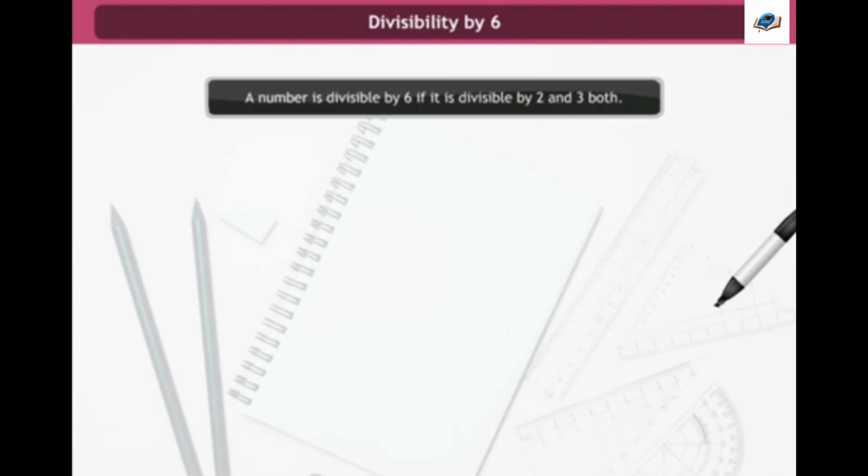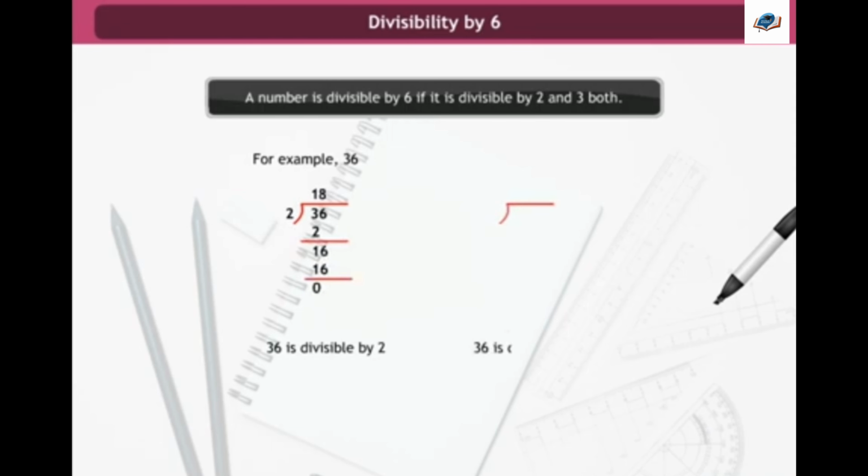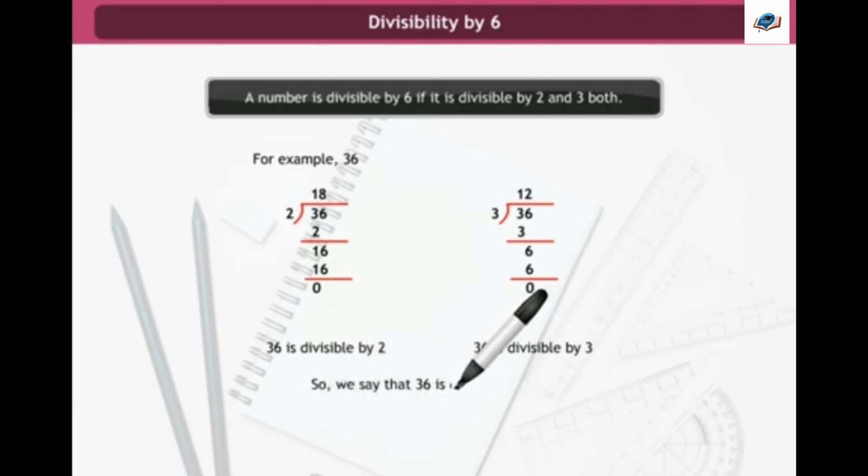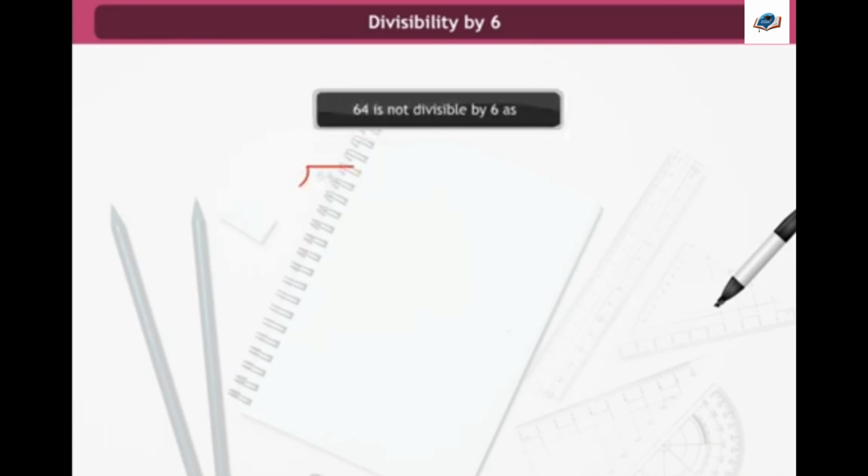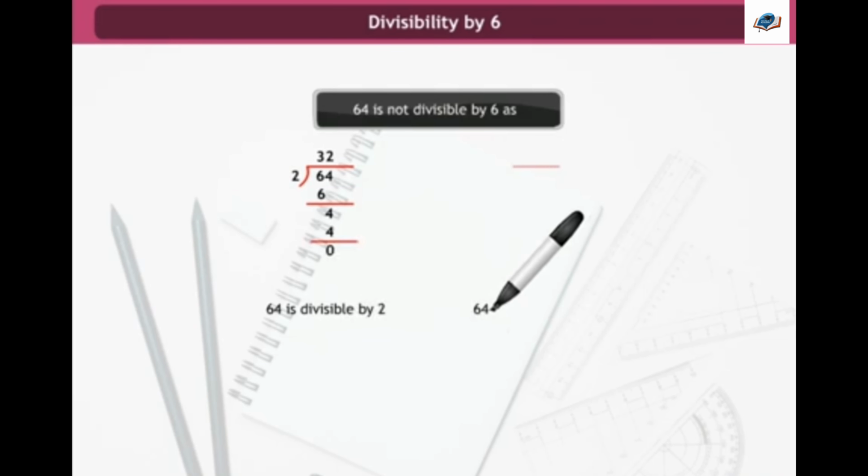Divisibility by 6. A number is divisible by 6 if it is divisible by both 2 and 3. For example, the number 36 is divisible by 2. Also, it is divisible by 3. Therefore, we say that 36 is divisible by 6. Note that 64 is not divisible by 6, as though it is divisible by 2, it is not divisible by 3.